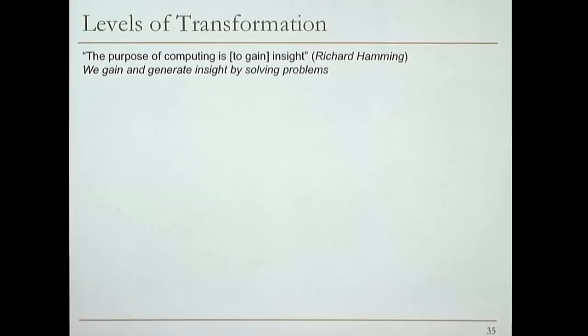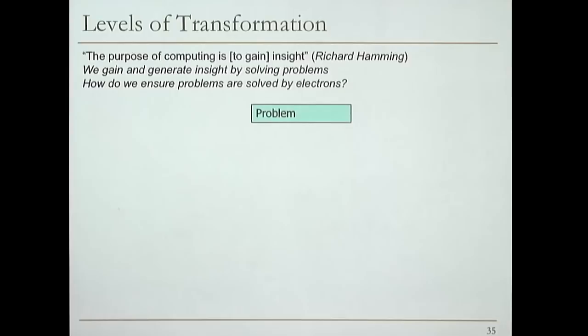So how do we ensure problems are solved by electrons? That's where this transformation hierarchy, or levels of transformation, comes in. We have a problem. You need to translate it to electron language. Now, that doesn't happen because you cannot directly speak to electrons. That would be nice, actually. Maybe that's the dream, right? Enable you to speak in human language, and the electron understands and moves left and right. Maybe with quantum computing, we'll get there. Okay, but people have built levels of abstraction to actually enable this.